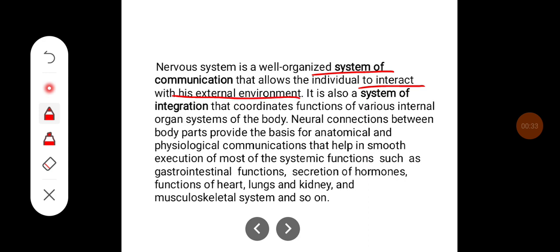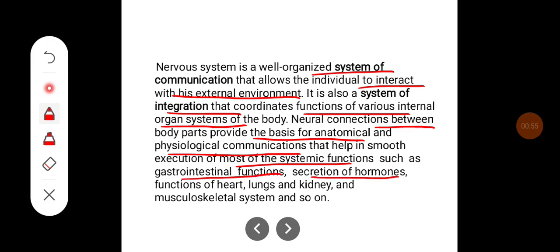It is also a system of integration that coordinates the functions of various internal organ systems of the body. Neural connections between body parts provide the basis for anatomical and physiological communications that help in smooth execution of most of the systemic functions, such as gastrointestinal functions, secretion of hormones, functions of heart, lungs, kidney, and musculoskeletal system, and so on.